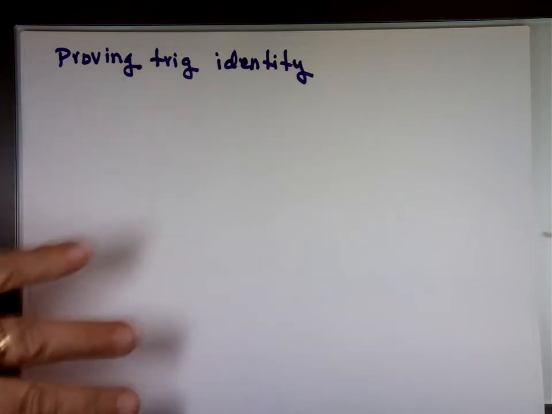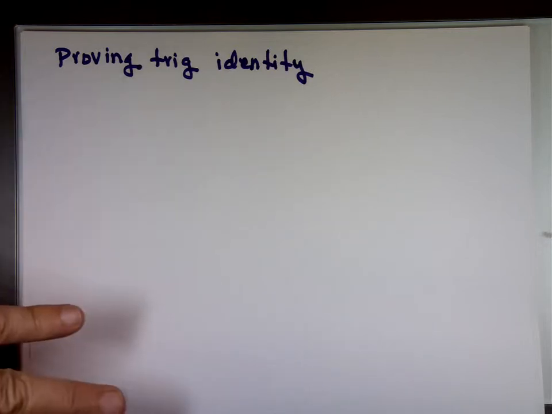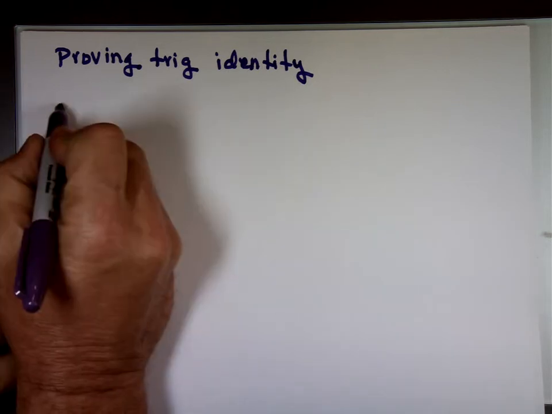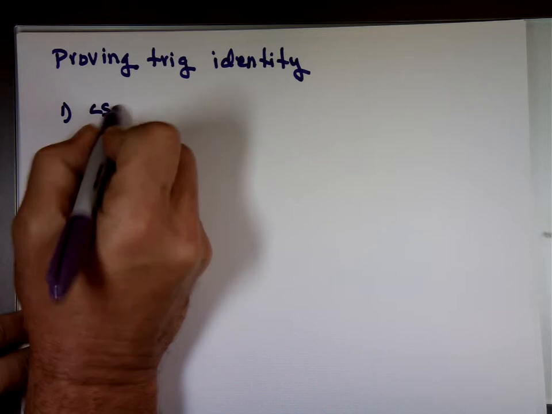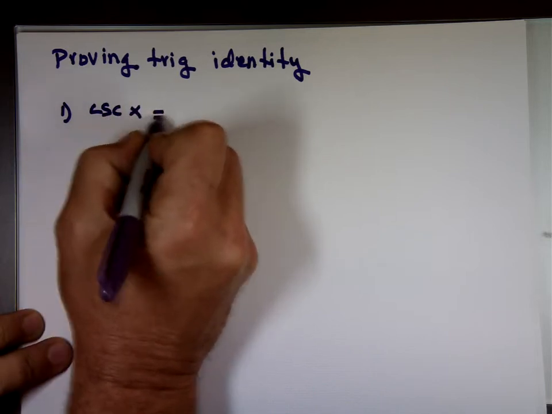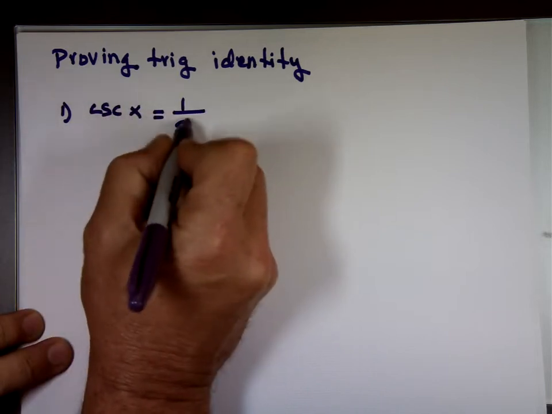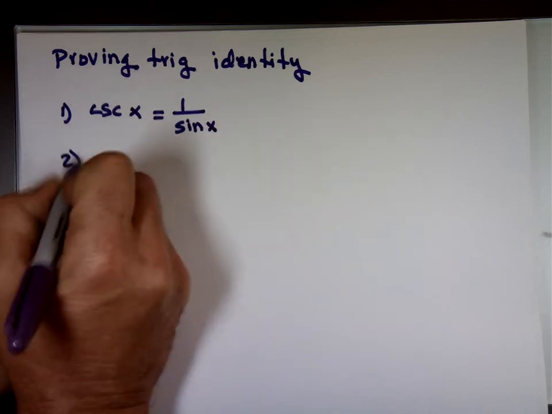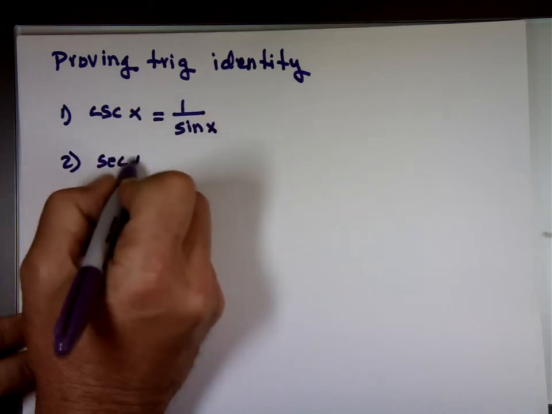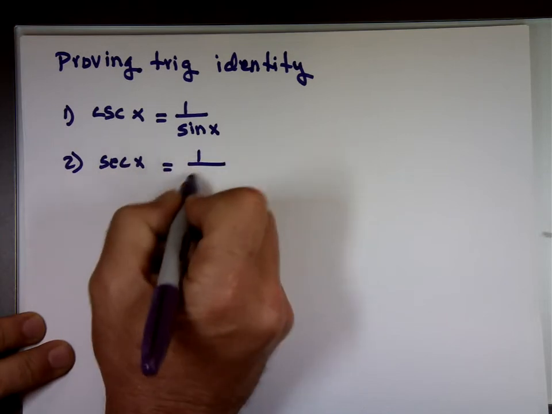So again, to prove any identity, you want to make sure that we know the basics. The basics are, I'm going to put them in the notes so you'll have them, that cosecant x equals 1 over sine of x. Secant x equals 1 over cosine x.